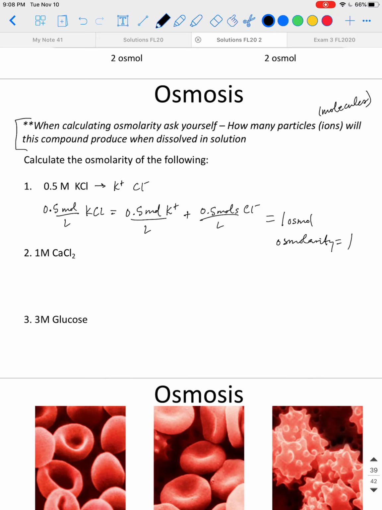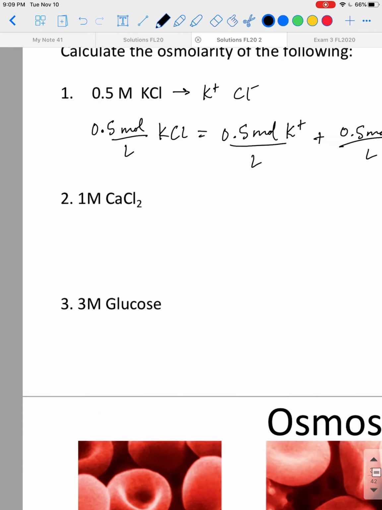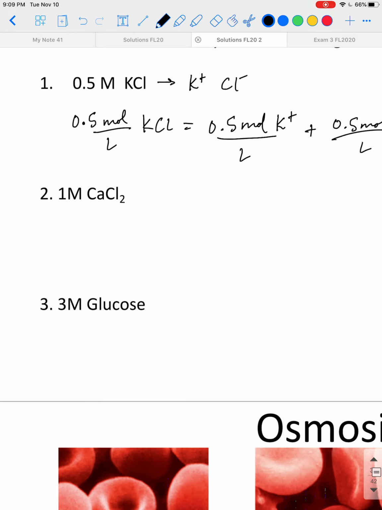The osmolarity equals 1, because we did 0.5 plus 0.5 moles, which means we have 1 mole per liter, and that is an osmolarity of 1.